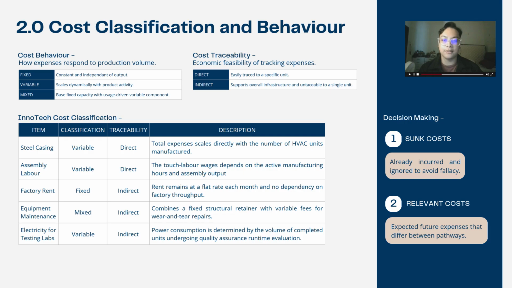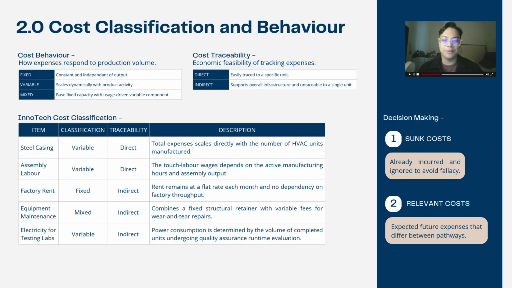We categorize this into fixed costs, which stay flat regardless of output, variable costs, which scale dynamically up or down with our factory activity, and mixed costs, which carry a flat capacity fee plus a usage-driven component. Second, cost traceability measures how easily we can track a cost down to an individual product. Direct costs are easily traced to a specific unit, whereas indirect costs or overheads support the entire infrastructure and cannot be isolated to a single output unit.